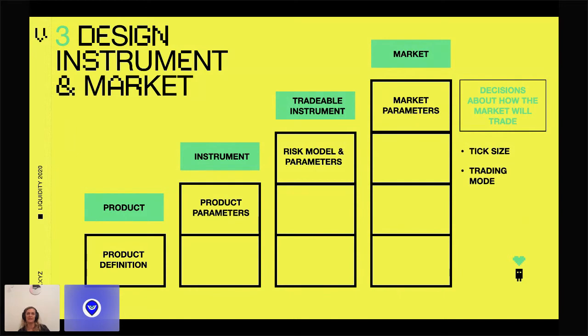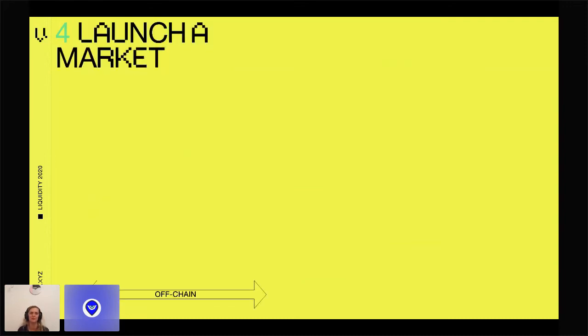And so there you have it. We have our instrument and our market definition, and it's time to launch our market. So how do we do this? Well, there's some off-chain things that you want to think about when you're launching a market, and there's also some on-chain work that needs to be done.